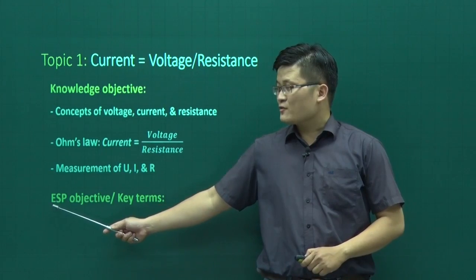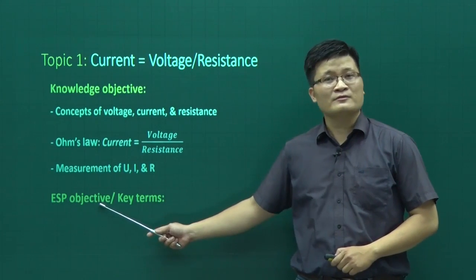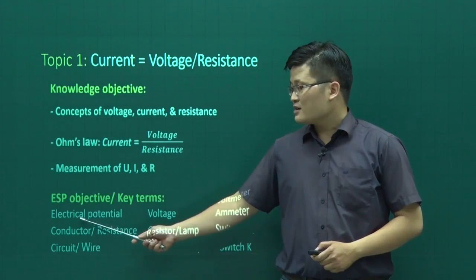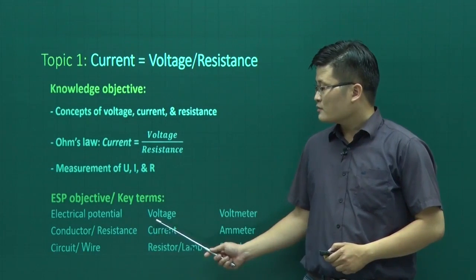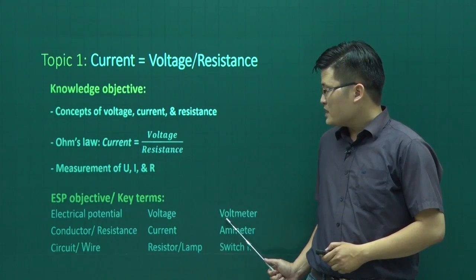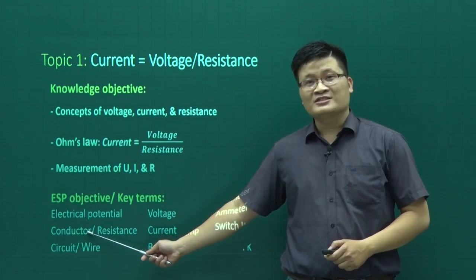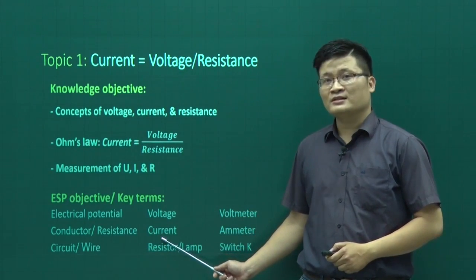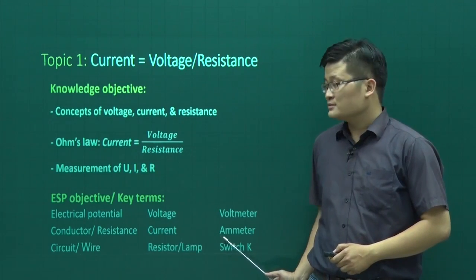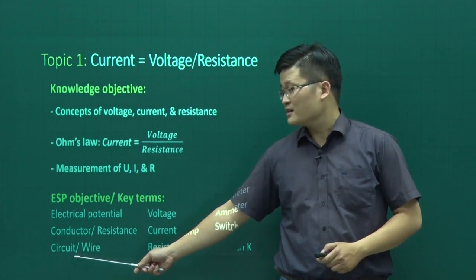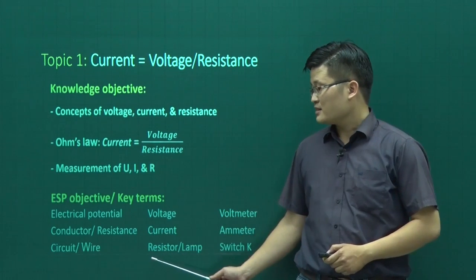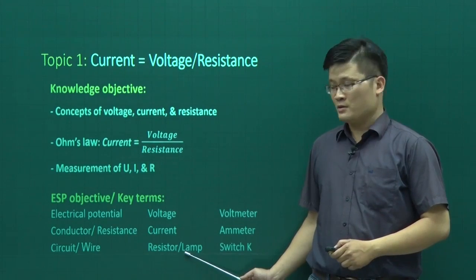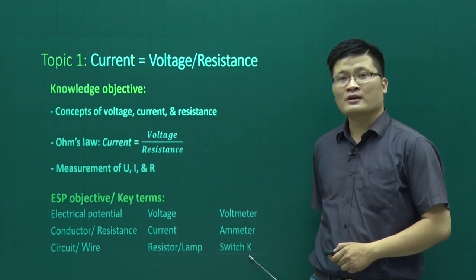Regarding the English for specific purpose objective, I would like you to remember the key terms: electrical potential, voltage, voltmeter, conductor, resistance, current, ammeter, circuit, wire, resistor, lamp or bulb, switch. Okay.